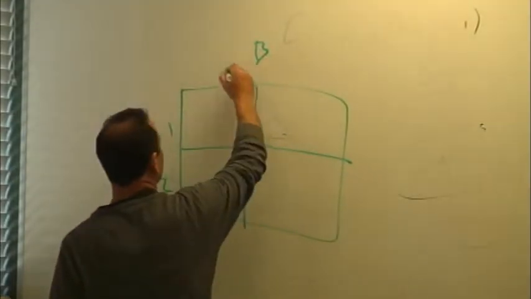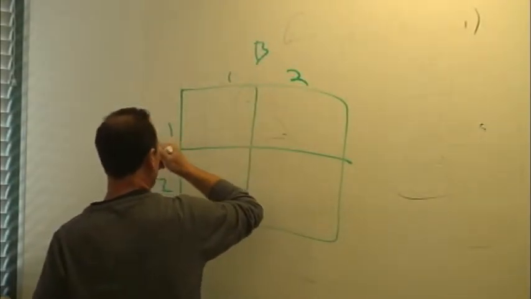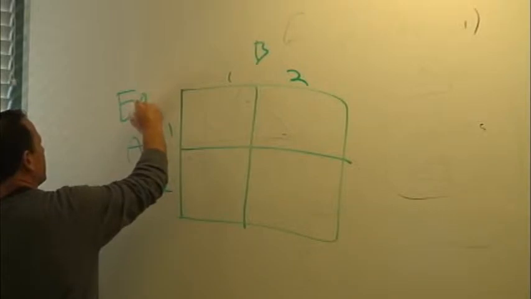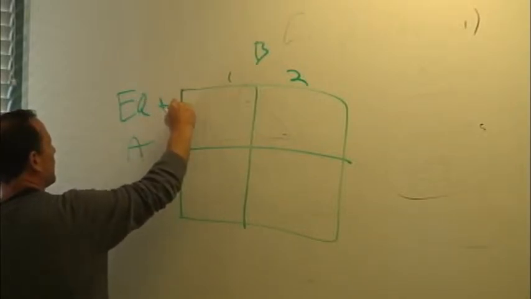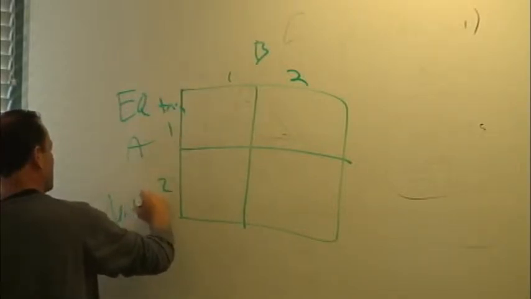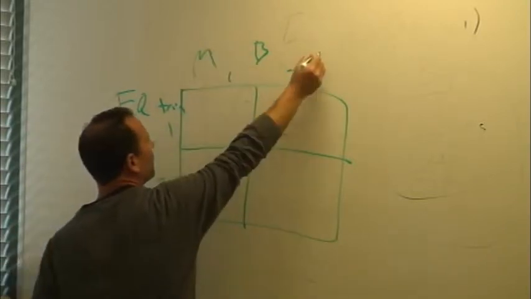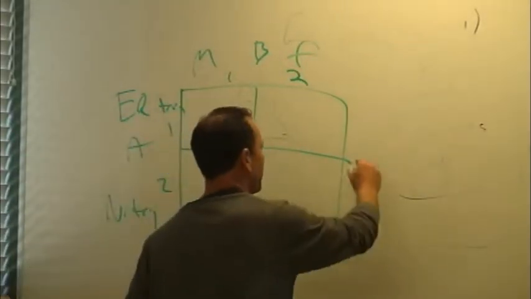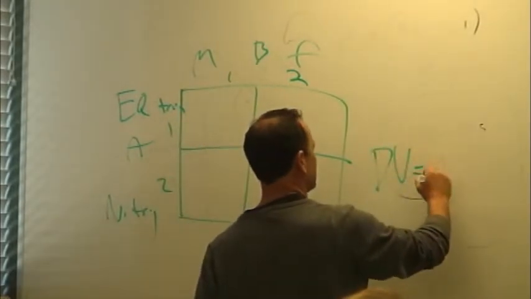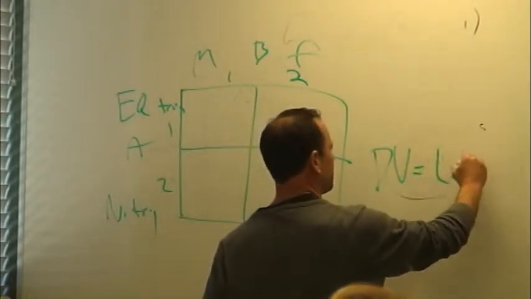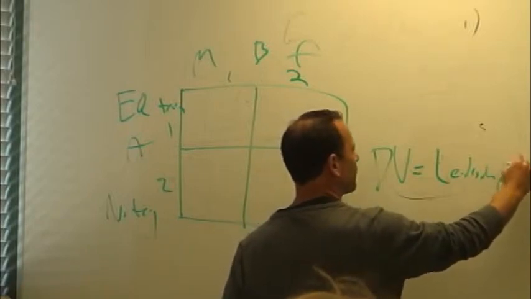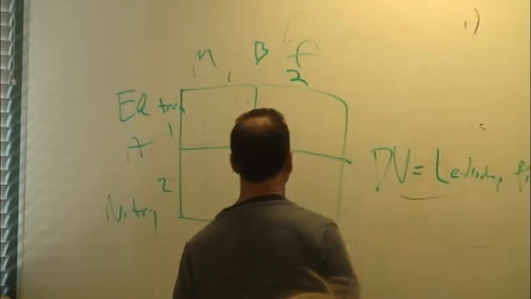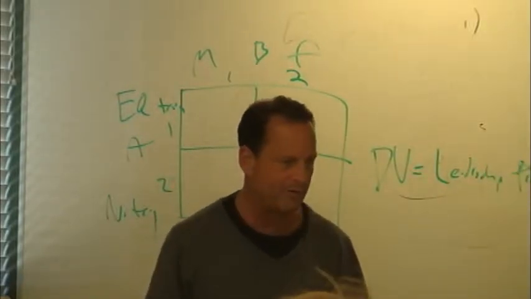B, 1, 2. Let's say this will be those who had EQ training, emotional intelligence training, versus no training, by male and female. And the DV is leadership performance, some type of measure of performance. So what does the 2 by 2 tell me? What does the interaction tell me?